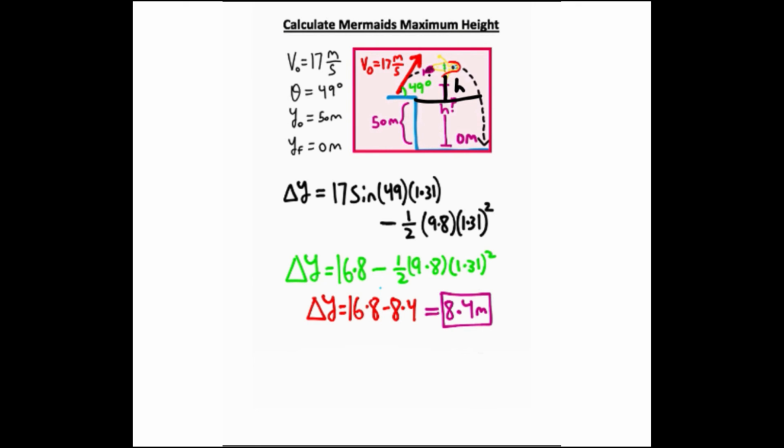In order to get the total height, we have to add 8.4 to the 50 meters that we had initially. So we have 50 meters plus 8.4 meters, and that's going to give you 58.4 meters.